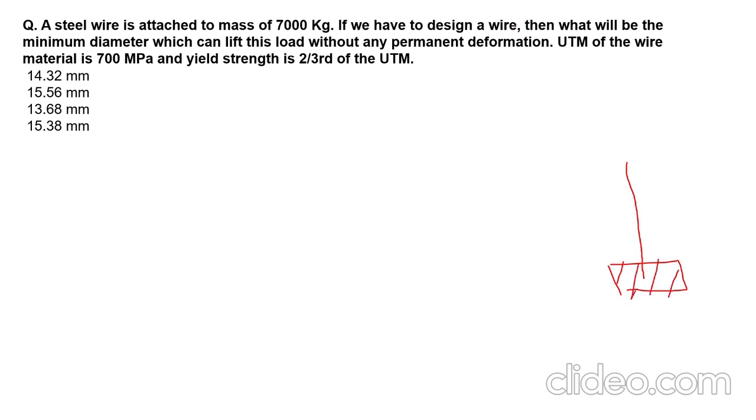If we have to design a wire, what will be the minimum diameter which can lift this load without any permanent deformation? That means without any plastic deformation. Permanent deformation is nothing but plastic deformation. What should be the diameter of this wire? The UTM of the wire material is 700 MPa. You are given the ultimate tensile stress of the material, and also a yield strength that is 2/3 of UTM. So you have to calculate the diameter of your wire.